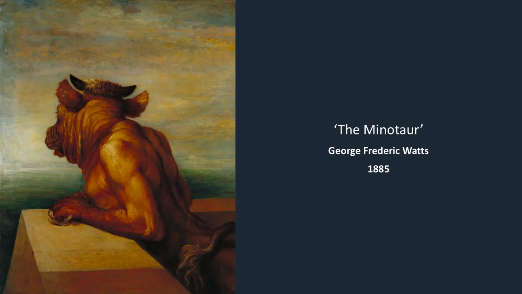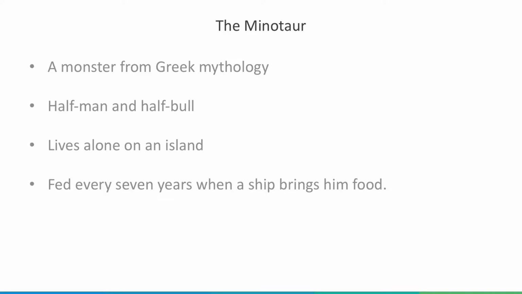Now, in order to understand the basic process types, let's take a look at this wonderful painting by George Frederick Watts. I really love this painting, and it's called The Minotaur. Some of you might already know that the Minotaur is a monster from Greek mythology. He's half man and half bull. And he lives alone on an island, and he's only fed every 7 years when a ship brings him food. So let's describe this painting.